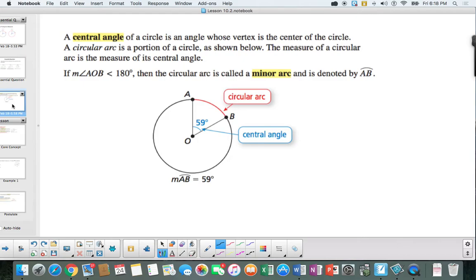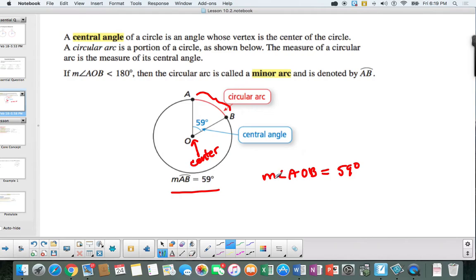A central angle of a circle is an angle whose vertex is the center of the circle. So this is the vertex and it's the center of the circle, and that's why we call it a central angle. So this angle is 59 degrees, then this arc right here will be 59 degrees, and this is how we write it. Very much like an angle, angle AOB is equal to 59 degrees.